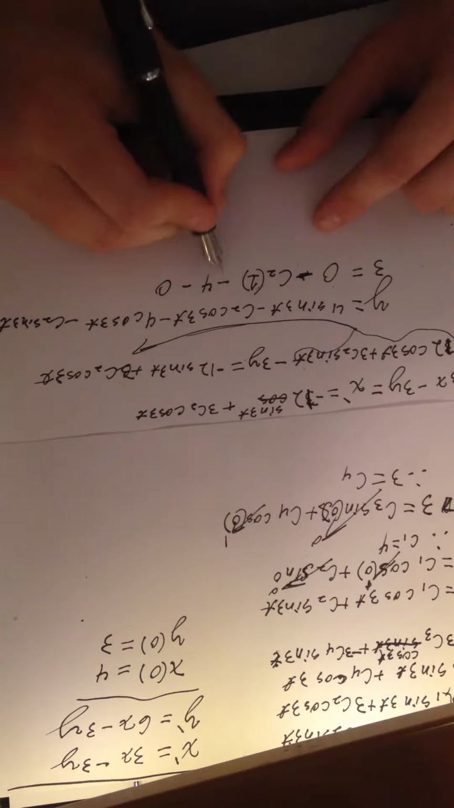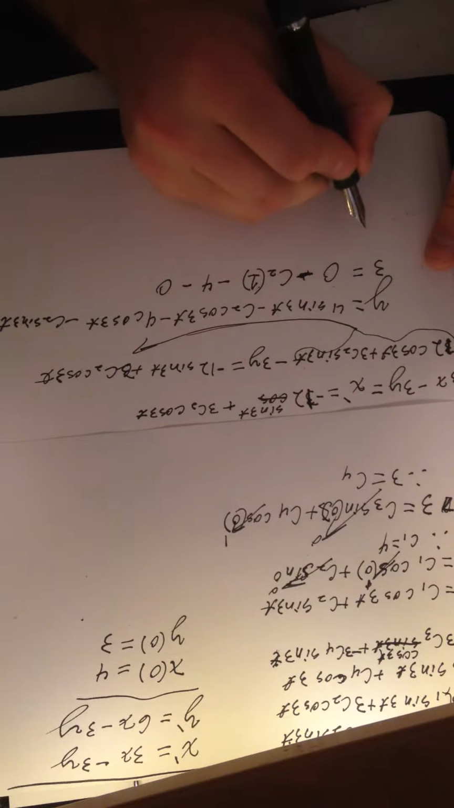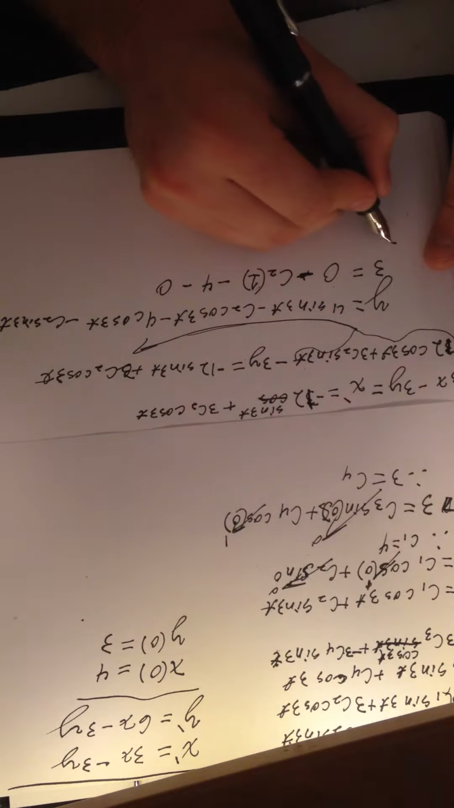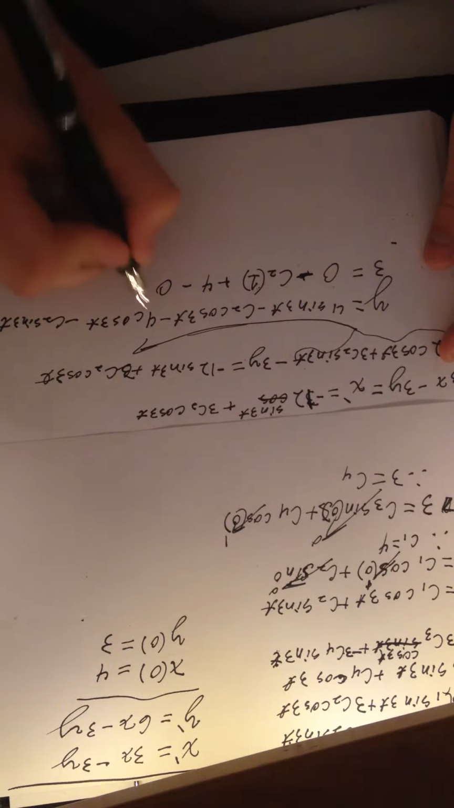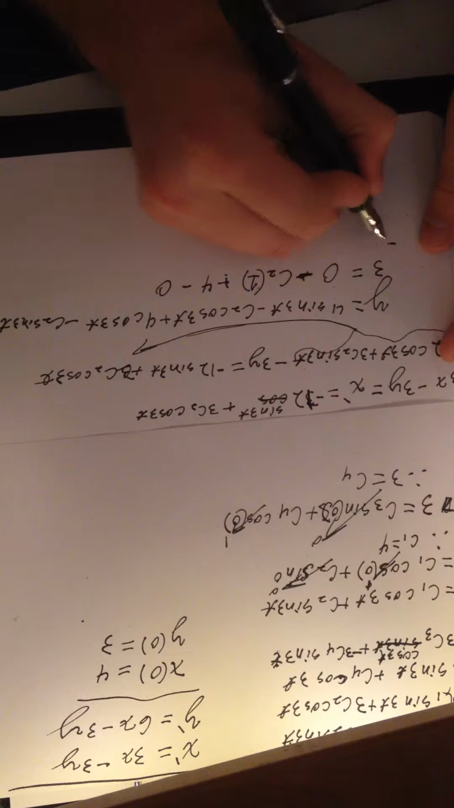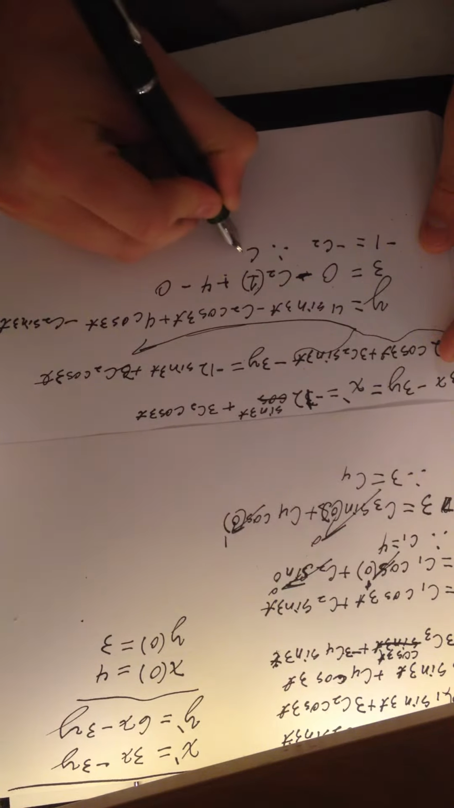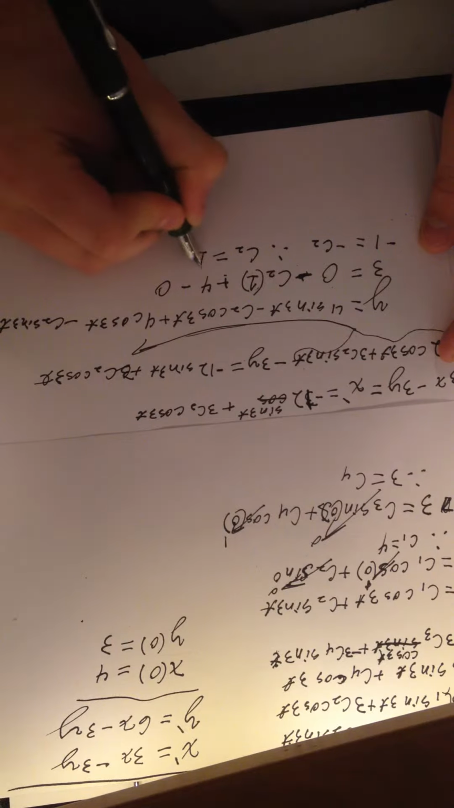Now we have to add 4 over to the other side. Excuse me, this is supposed to be a positive 4. We have to subtract 4 over to the other side, giving us negative 1 is equal to negative c2. And therefore our c2 is equal to positive 1.